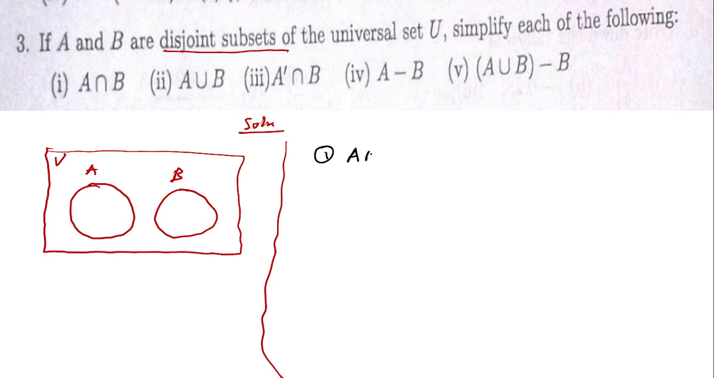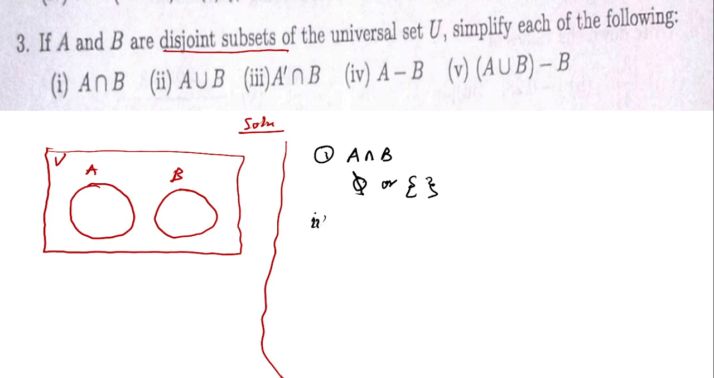So the first one is A intersection B. If you look at A intersection B, these guys are not meeting, isn't it? Since they are disjoint, A intersection B is simply what? An empty set. So this is just an empty set. An empty set can also be written in another form, but I would prefer you to use this symbol here.